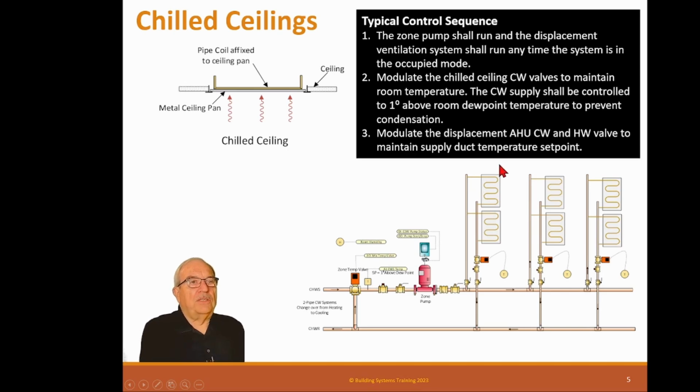So a typical sequence here is the zone pump shall run and the displacement ventilation system shall be run anytime the system is in the occupied mode. Modulate the chill ceiling chill water valves to maintain room temperature. The chill water supply shall be controlled to 1 degree above room dew point temperature to prevent condensation. Modulate the displacement air handler chill water and hot water valve to maintain supply air duct temperature set point.